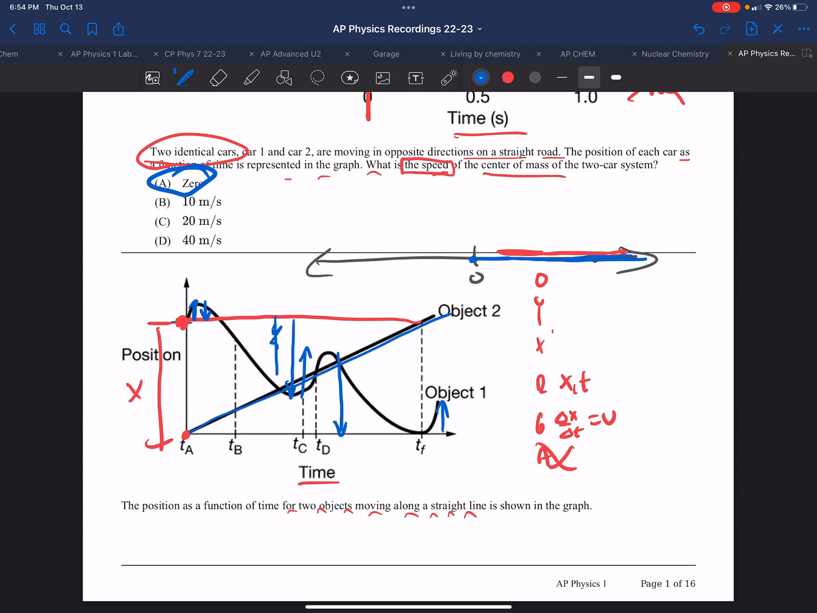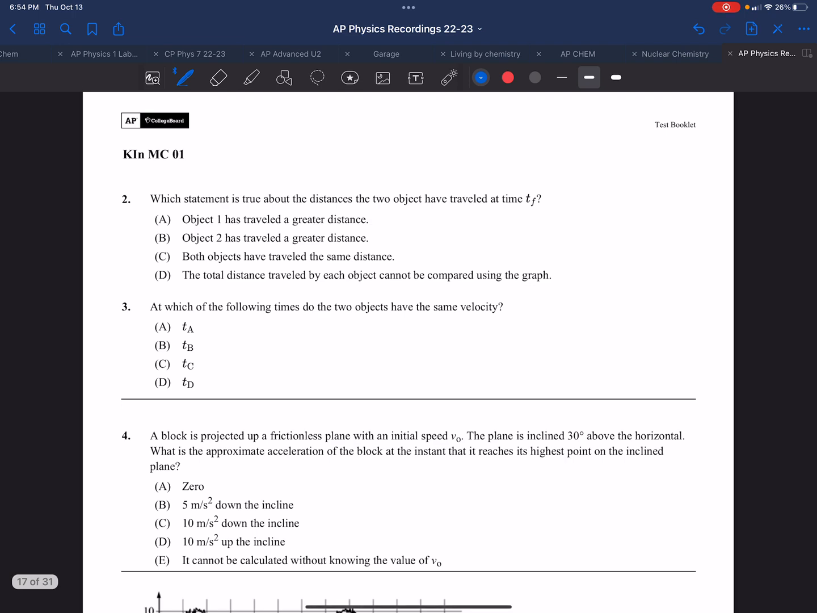So if you take a look at these different heights, these all add up to far more than the x. Object 1 has traveled a lot farther. So let's see what they say. Object 1 has traveled a greater distance. Looks right. 2, that's the opposite. Same distance, false. Cannot be compared using the graph, and that's false because we can get the distances. So it's choice A.